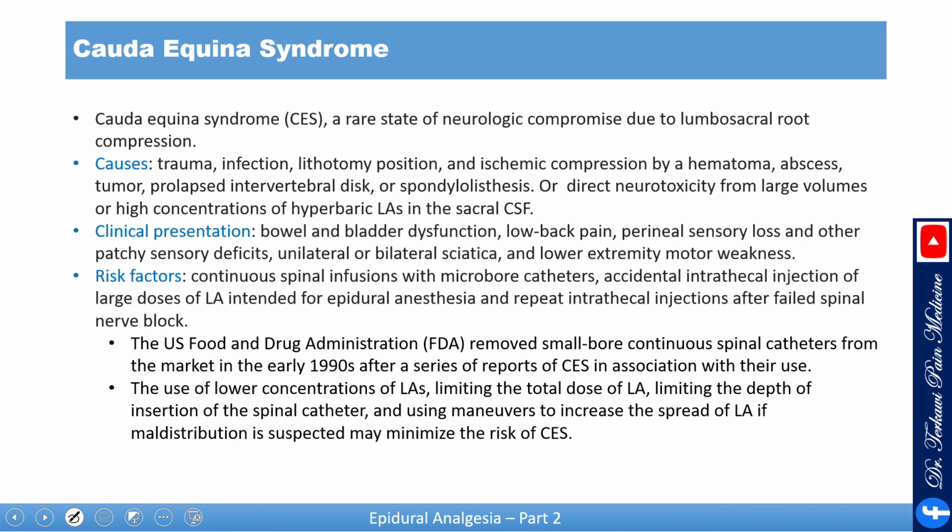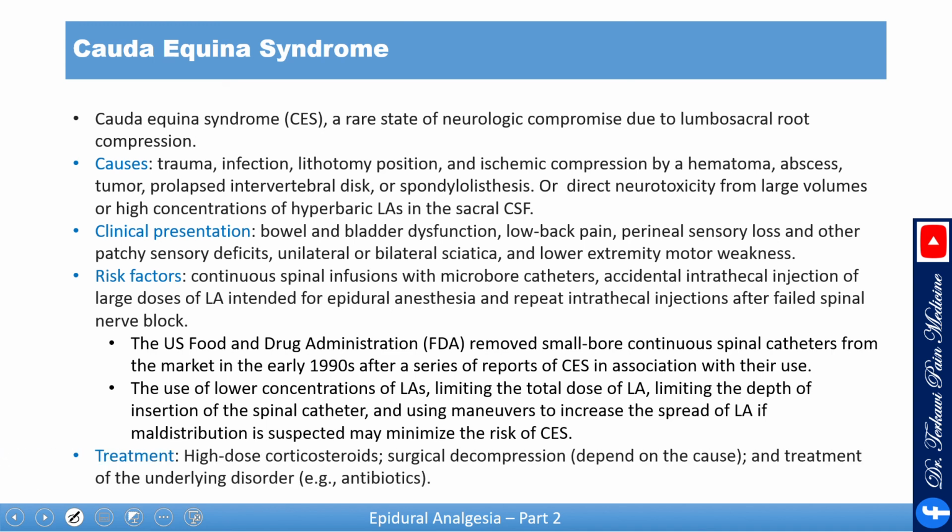Risk factors: continuous spinal infusion with microbore catheters, accidental intrathecal injection of large doses of local anesthetic. And this is why the FDA removed the small bore continuous spinal catheter from the market in the early 1990s. Treatment: high-dose corticosteroids, surgical decompression, depending on the cause, treating the underlying cause, antibiotics, for example.